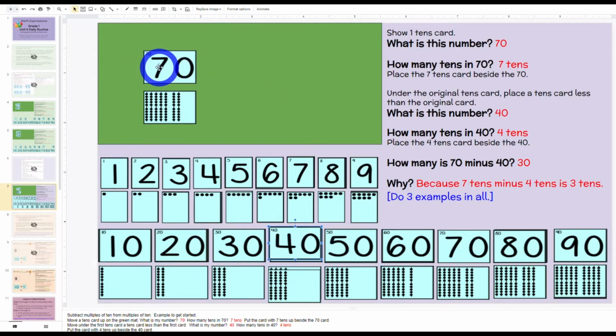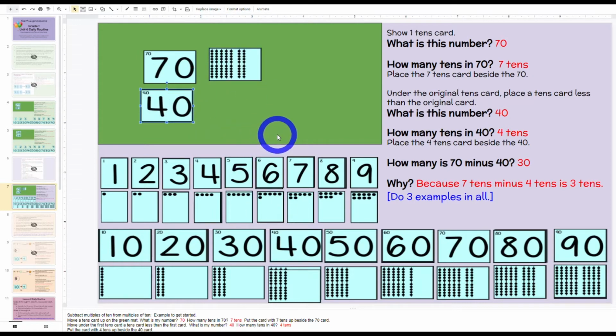So boys and girls, what is this number? 70. How many tens is in 70? 7 tens. Boys and girls, let's subtract. What is this number? Class, 40. Let's say it together. 70 minus 40. And now students should be thinking 70 minus 40. 40 is 4 tens. If I subtract 4 tens, what's left? Class, 30. Let's count together. 10, 20, 30. 70 minus 40 equals 30. Because 7 tens minus 4 tens equals 3 tens.